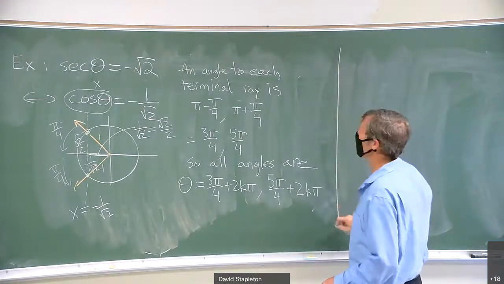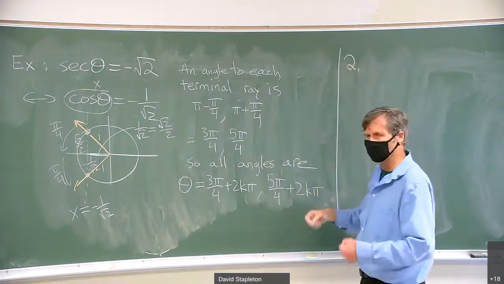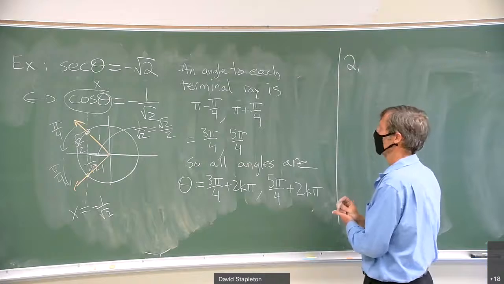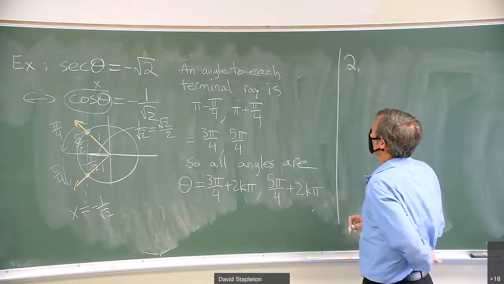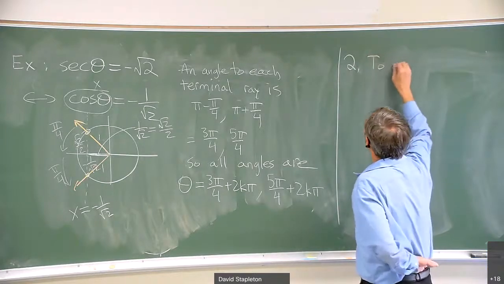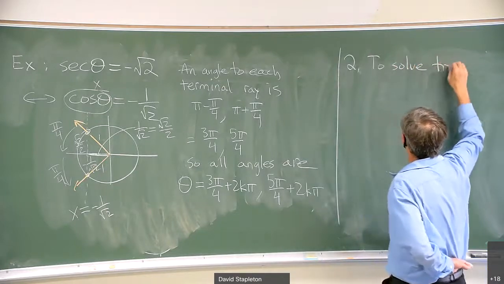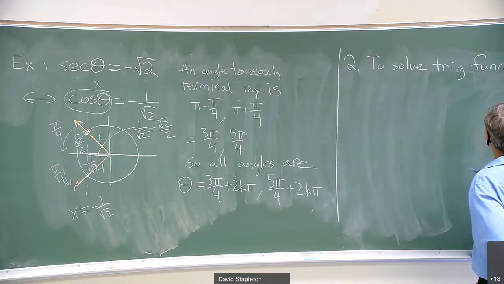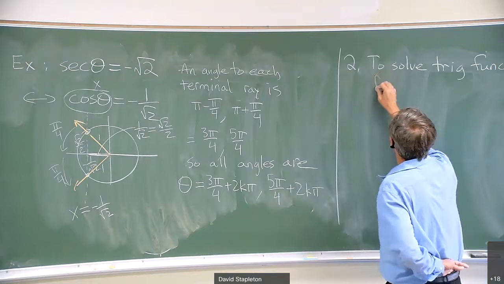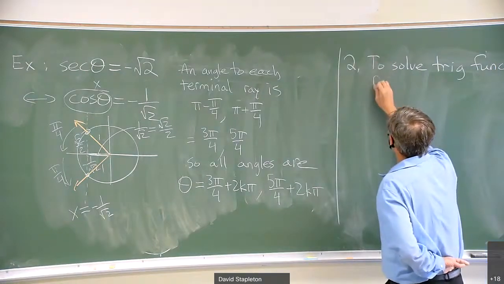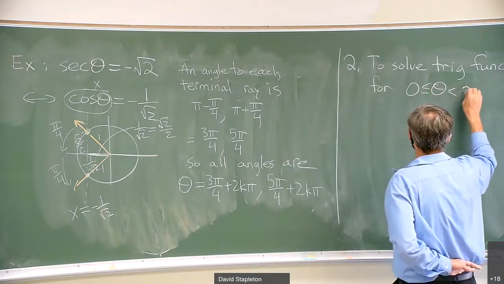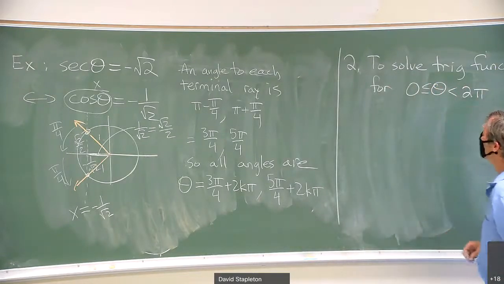Now, step 2, right? You're going to build and build and build here. You'll be glad you came to this lecture because next time everything will seem just like a lot of Greek letters otherwise. The next step then is to solve trig function equals a number, just like we did, but for theta between 0 and 2 pi, that is within one rotation.